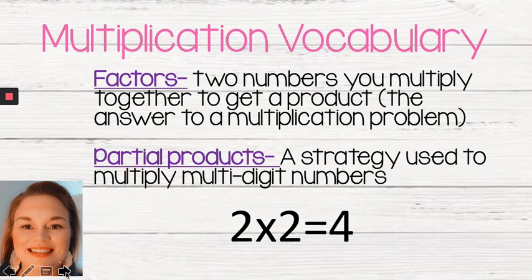So let's talk about factors. You have heard it in our previous videos, but it's important to make sure you understand what it actually means. Factors are 2 numbers you multiply together to get a product. A product is the answer to a multiplication problem. In the equation below, can you identify the factors and the product? If you said 2 times 2 are the factors and 4 is the product, you're correct. We're also going to discuss partial products, which is a strategy used to multiply multi-digit numbers.